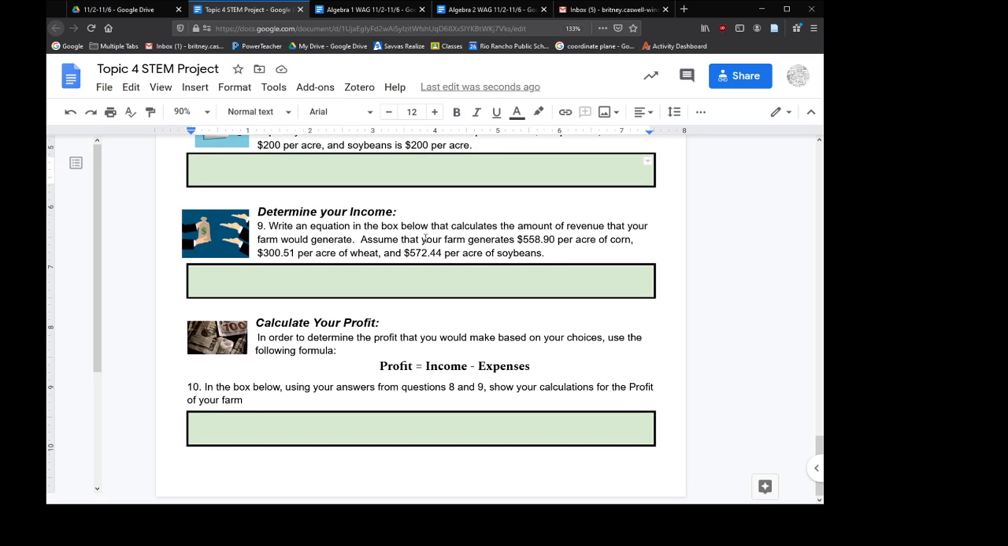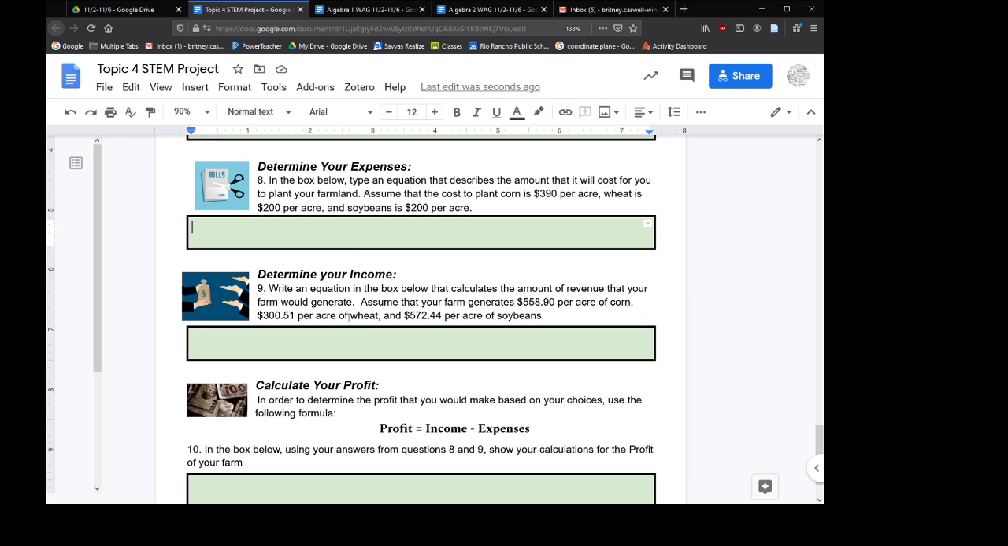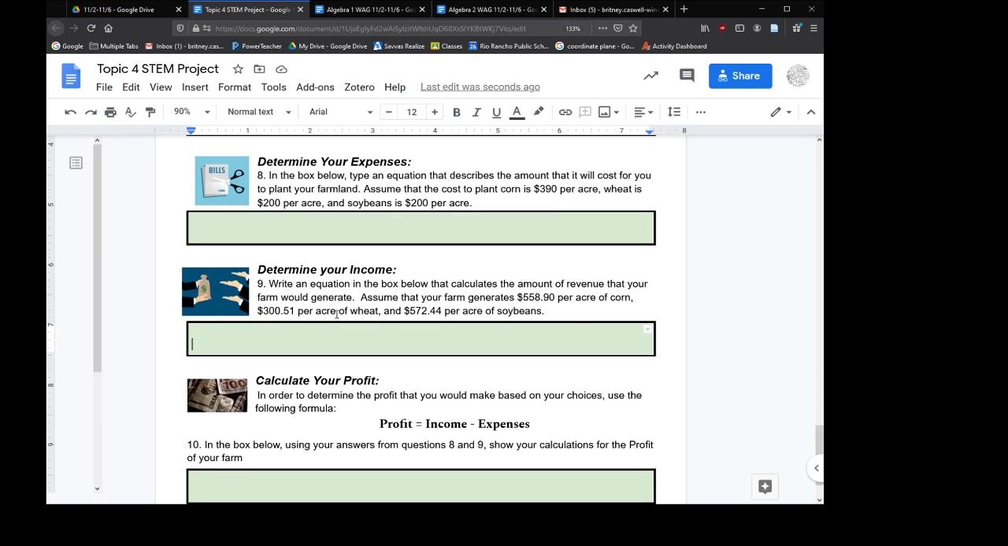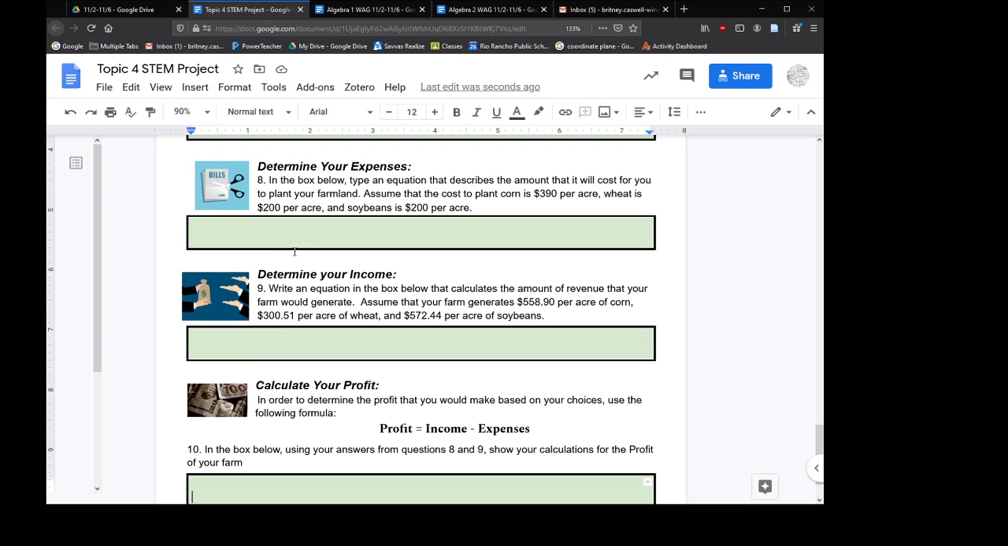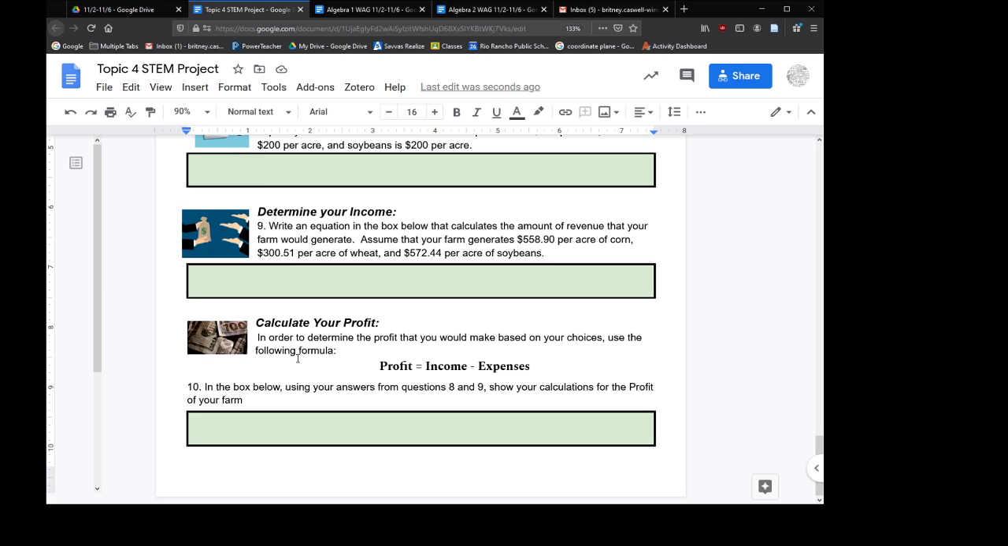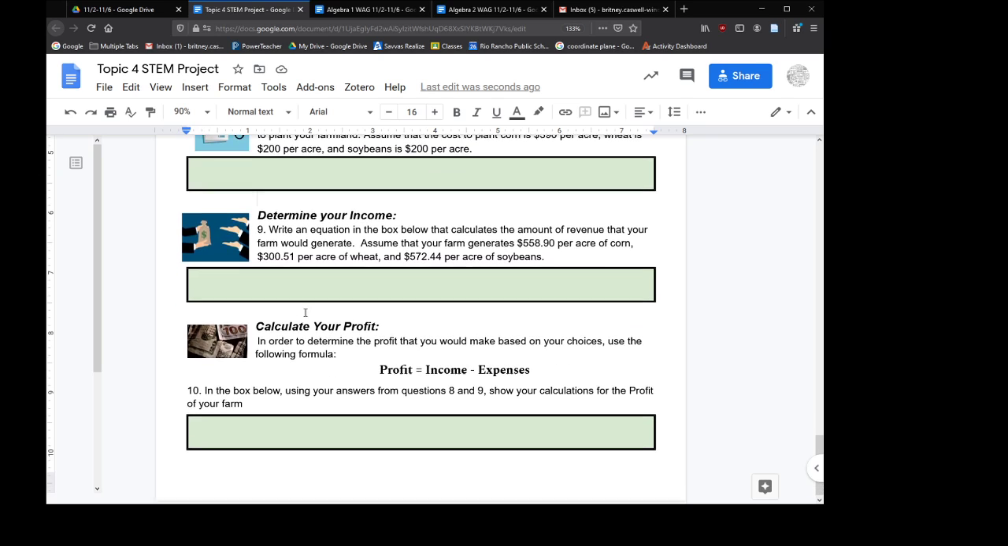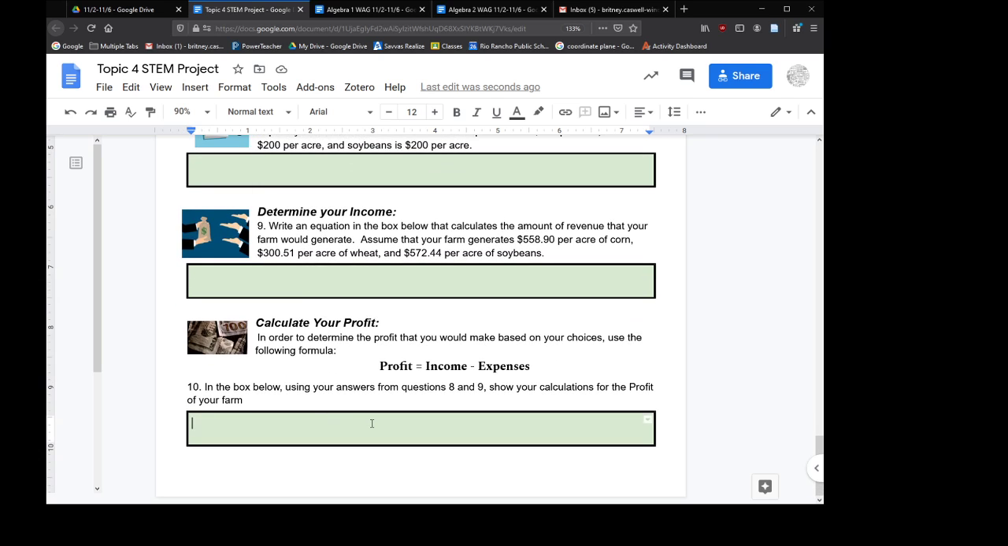And then question number 9 wants you to calculate your revenue. You're going to get the amount of revenue per acre here. So these 2 formulas are going to look very similar. It's just the actual numbers are going to be different. Then you're going to take box 9 and subtract box 8, and you're going to find the profit for your farm.